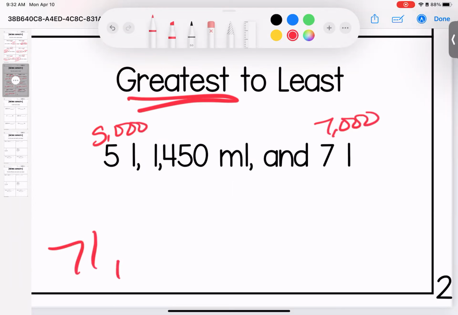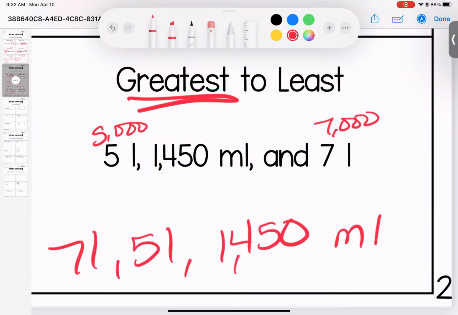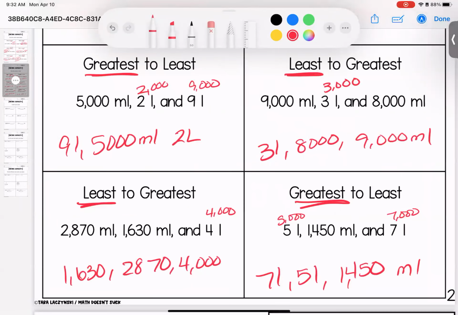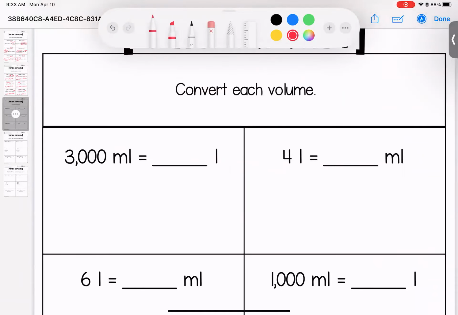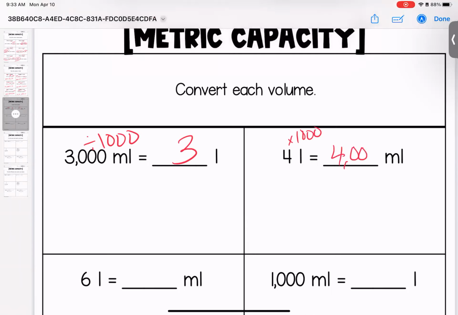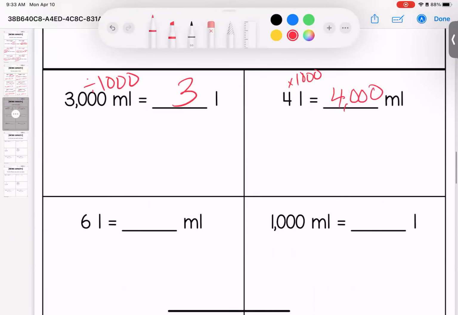So 7 liters, 5 liters, and then 1,450 mLs. Questions on these? Bring them with you to class. All right, lovies, doing direct conversion. Remember to go from milliliters to liters, I'm dividing by 1,000, liters to milliliters, I'm multiplying. So I'm going to divide this by 1,000, and I would have 3 liters. I'm going to multiply this by 1,000, and I would have 4,000 milliliters.